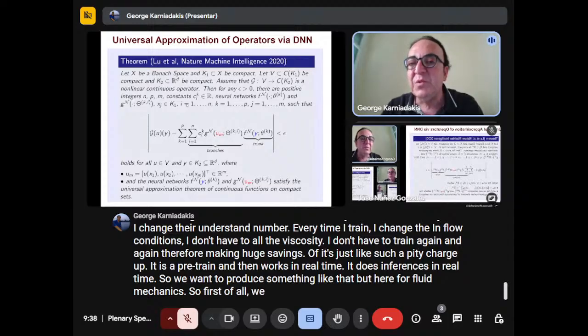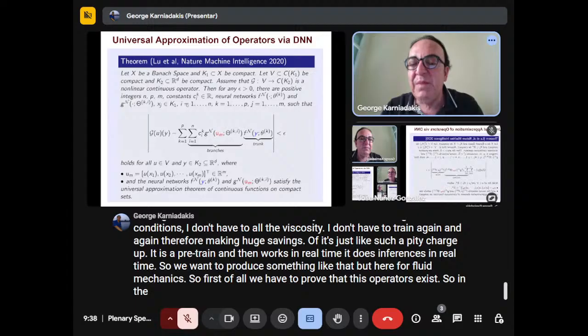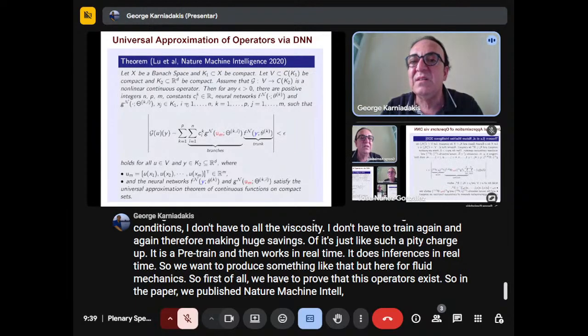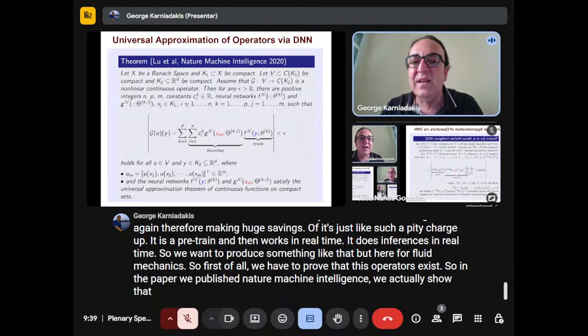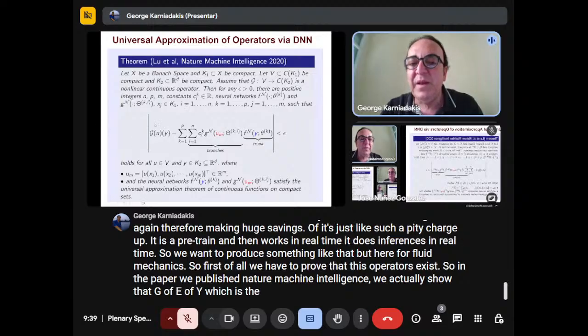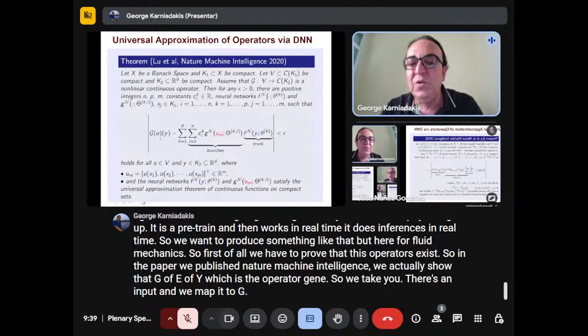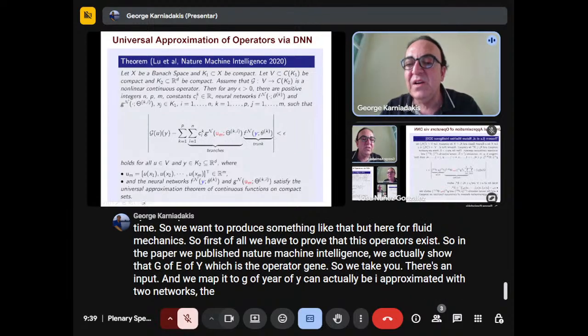So first of all, we have to prove that these operators exist. So in the paper we published in Nature Machine Intelligence, we actually show that G(u)(y), which is the operator G, where we take u as an input and map it to G(u)(y), can actually be approximated with two networks, the branch and the trunk.